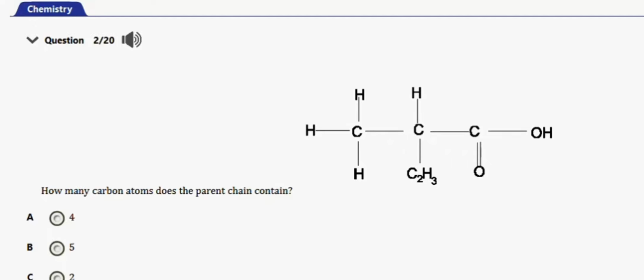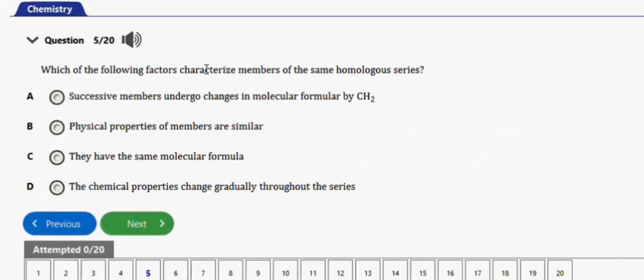The next question will be this one. It says, which of the following factors characterize members of the same molecular series? Successive members undergo changes in molecular formula by CH2's. So guys, this is the right answer already. The correct option is option A. That is for this question. The next question will be this one.